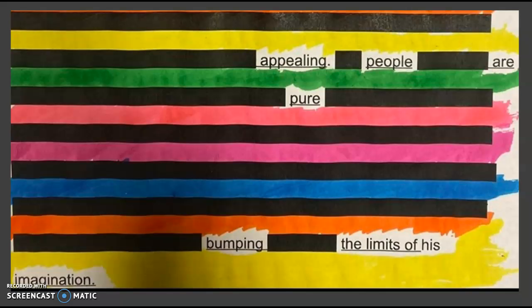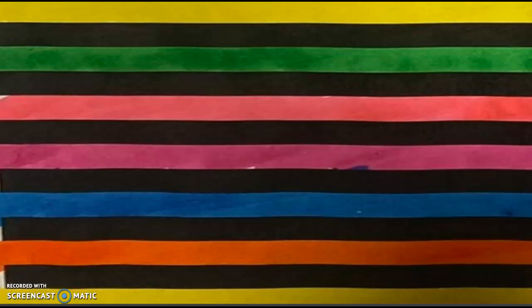On the other hand, this page reads, "Appealing people are pure, bumping the limits of imagination." The linear reading path of the hypertext is meant to show how positive people can greatly impact those around them in a good way. The bright colors are meant to represent this positive vibe. As you can see, as mentioned before, these images play well off each other, even though they have completely opposite messages.